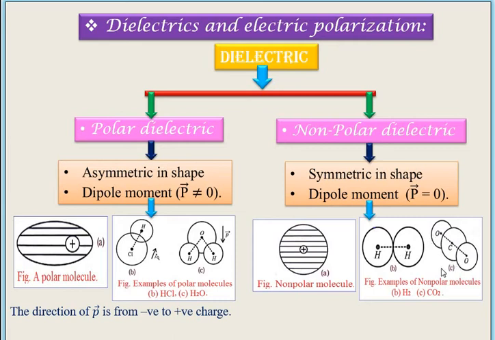This is the second example, the CO2 molecule. The CO2 molecule also has a common center, and due to the common center they do not have a dipole length, and due to this the dipole moment is equal to 0.